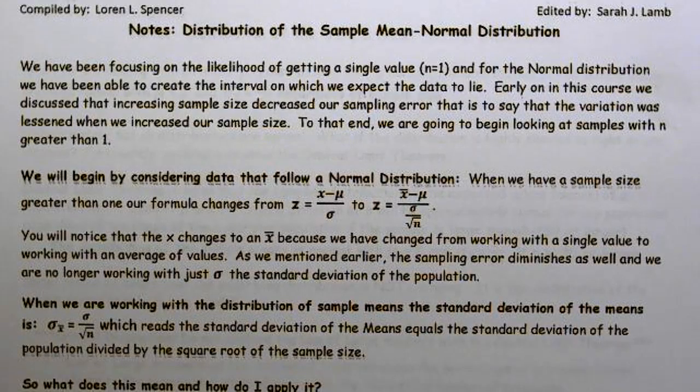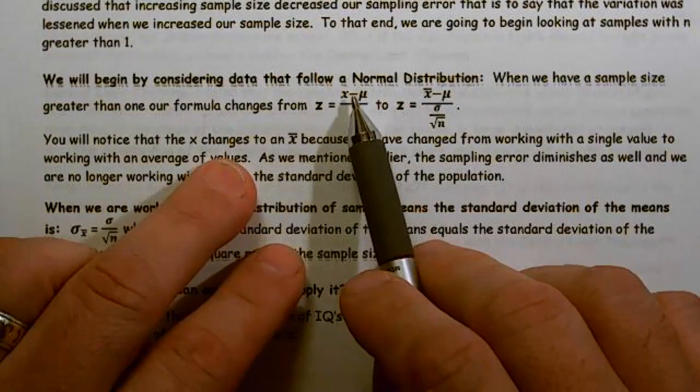When we've been working with normal distribution, we've been working specifically where we had a sample size of 1. In other words, we were working to find the probability of getting a single value. What happens when we are interested in a group of values, or perhaps more like an average of values? To that end, we're going to start looking at samples with a sample size greater than 1, so n will be greater than 1, and our z-score value is going to be changing slightly. And we're going to be working with the normal distribution.